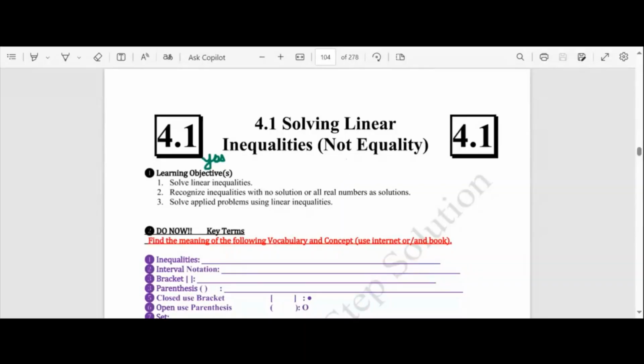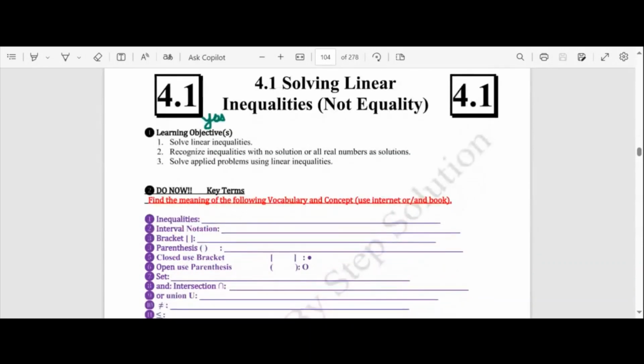4.1 Solving linear inequality. Learning objectives. 1. Solve linear inequalities. 2. Recognize inequality with no solution or all real numbers as a solution. 3. Solve applied problems using linear inequalities.